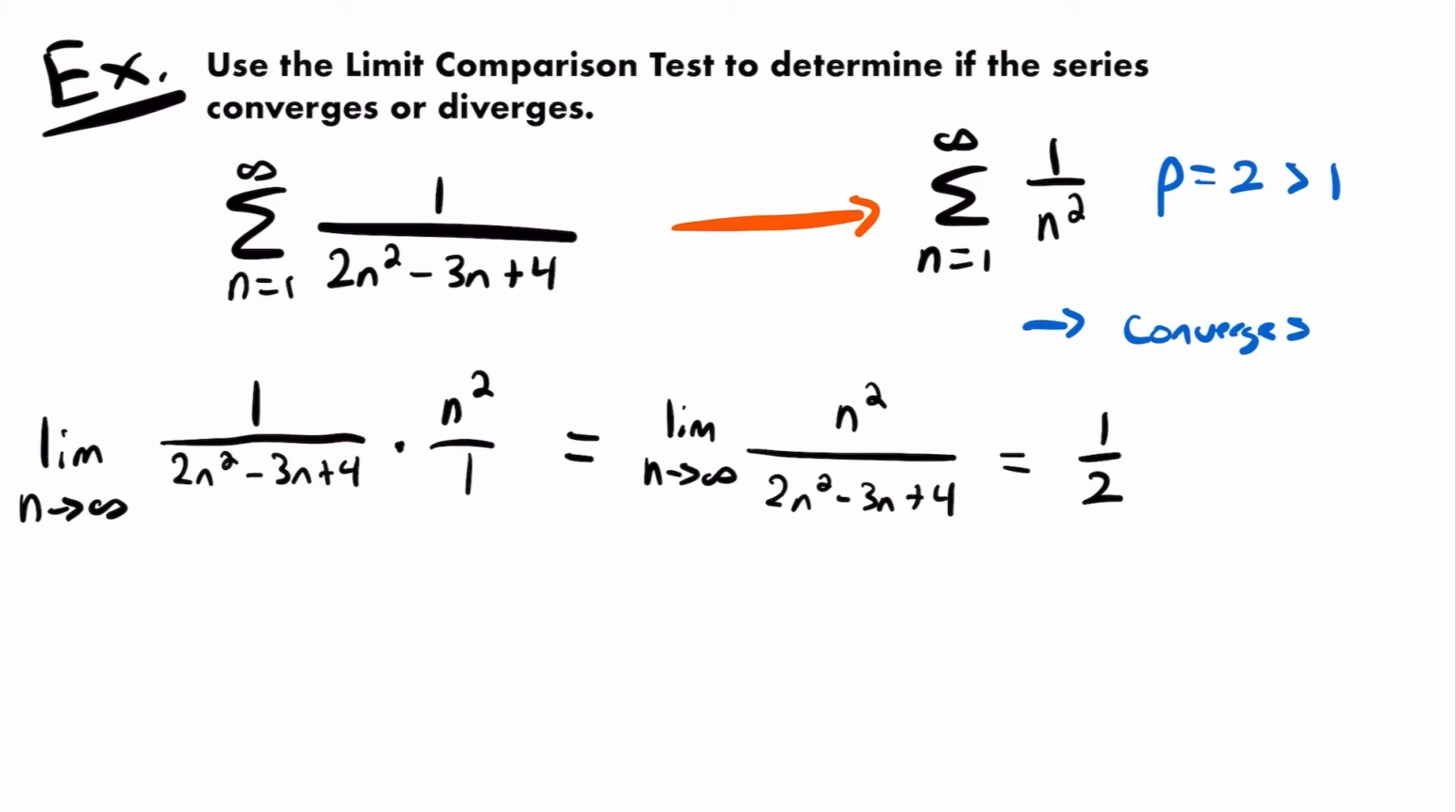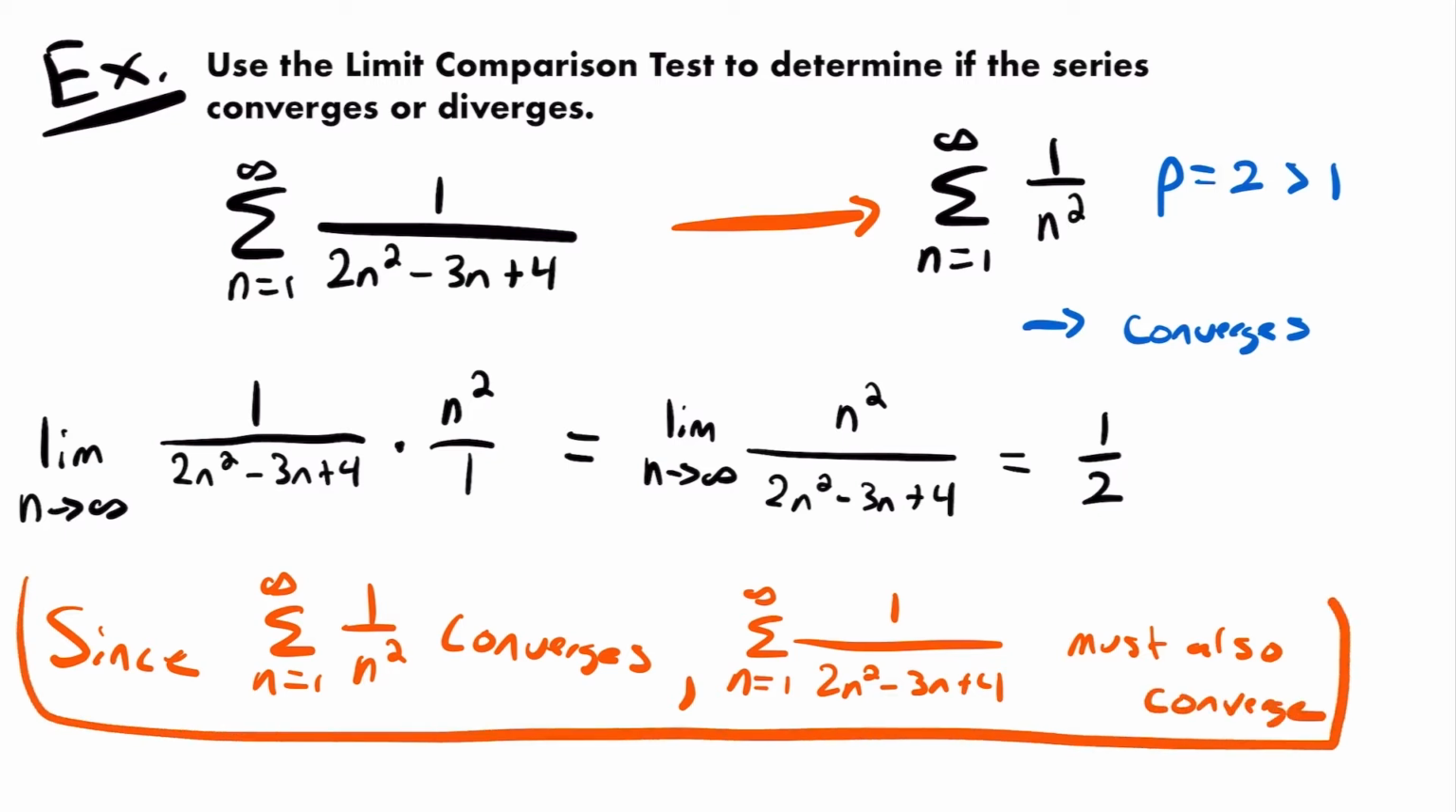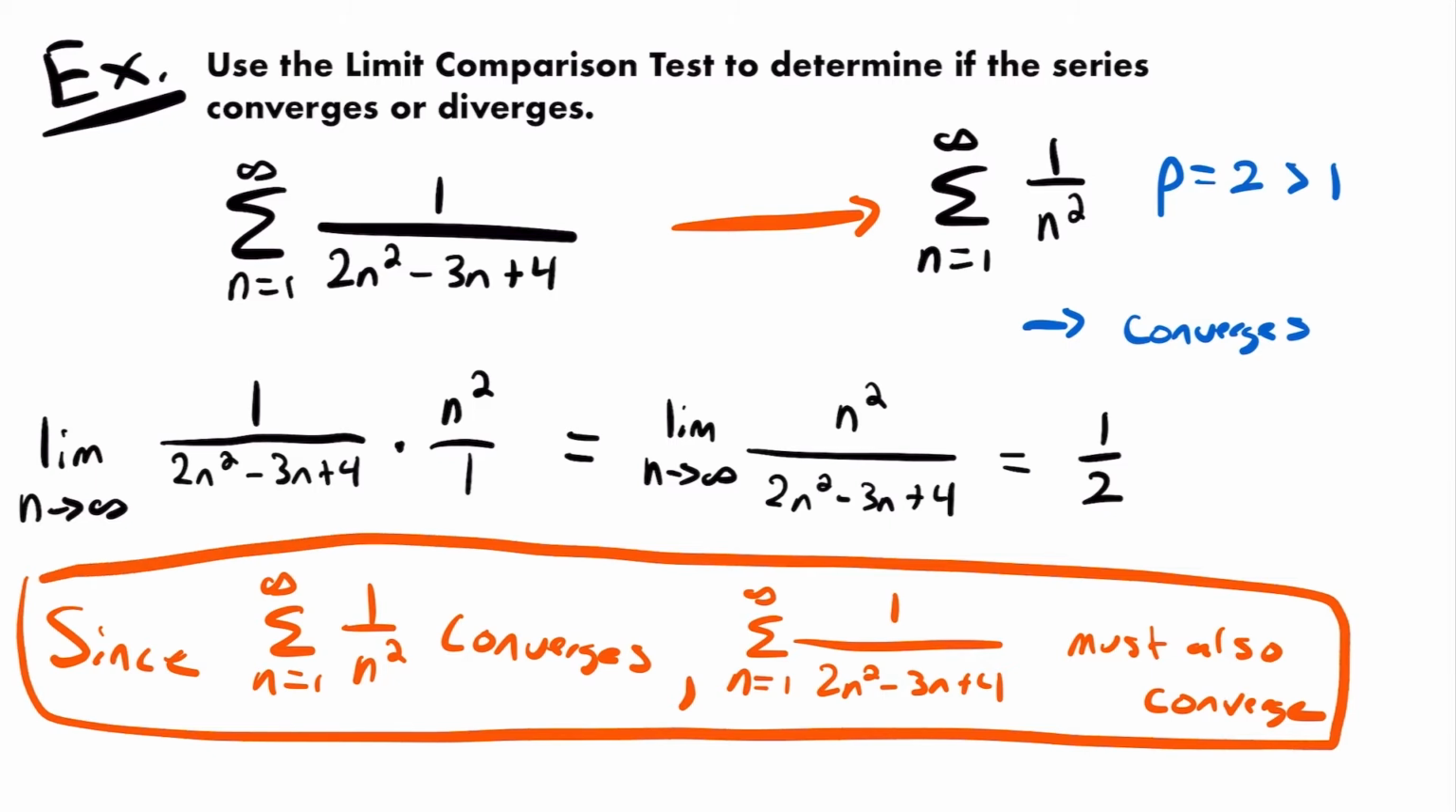All right, and so our final answer is that since the comparison series, the sum from n equals 1 to infinity of 1 divided by n squared converges, the original series, the sum from n equals 1 to infinity of 1 divided by 2n squared minus 3n plus 4, must also converge. All right, so that is the result of the limit comparison test for this example. Let's look at another example.